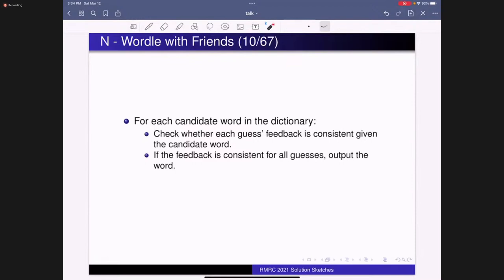And that's it, I guess. If the feedback is consistent for all guesses, output it. No tricky algorithms required, just delicate implementation.